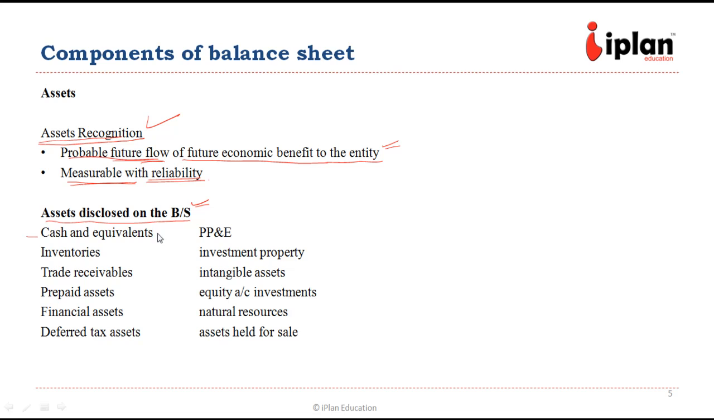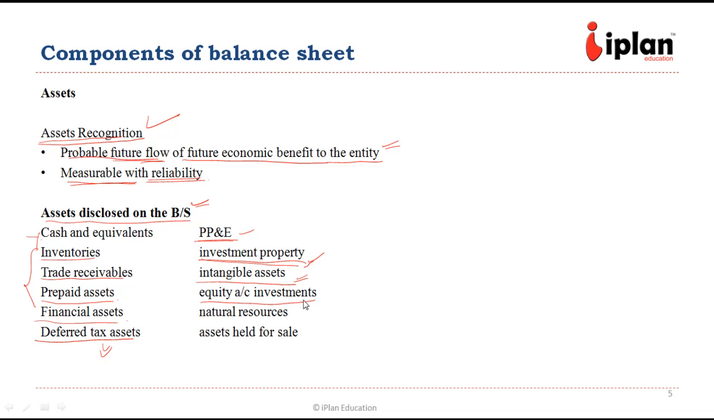Cash and cash equivalents, which are current assets, inventories, trade receivables, prepaid assets, all of these are also current assets. Then there could be financial assets, there could be deferred taxes. These are the taxes which are already paid but they are still not due, so they are assets. Then we have property, plant and equipments, long-term assets. We can have investment property which is not part of our operations. There could be intangible assets, for example patents, brand value, etc.